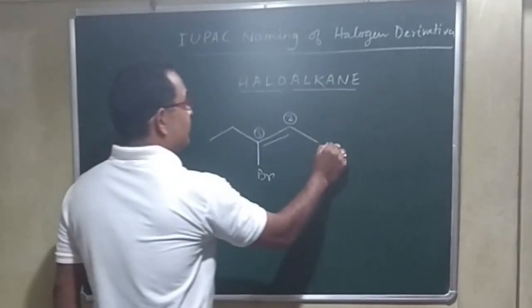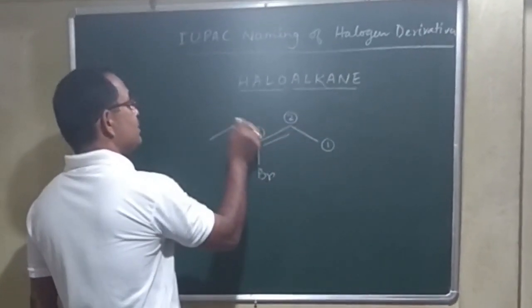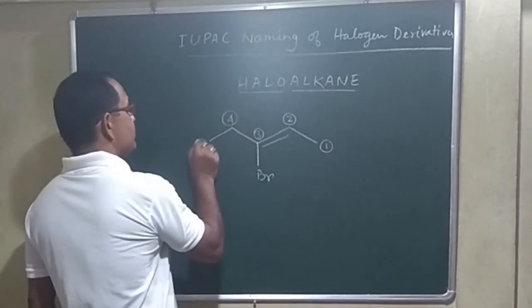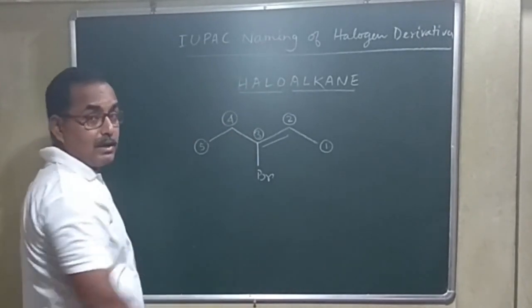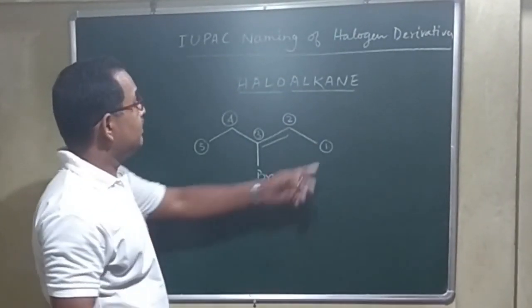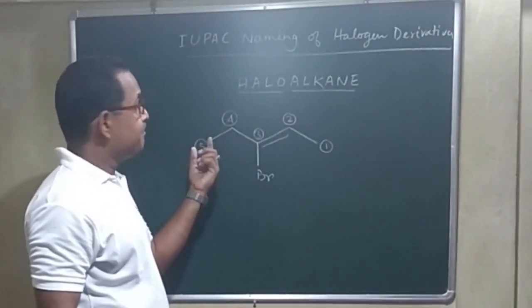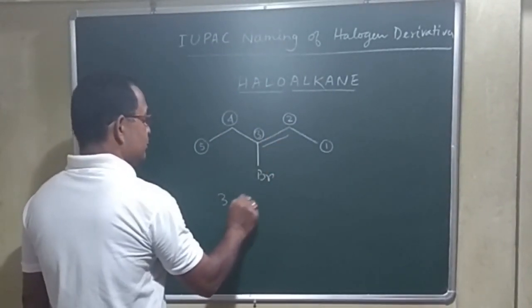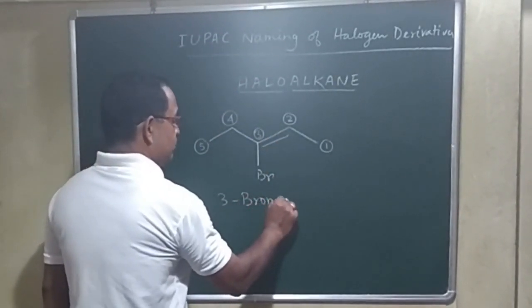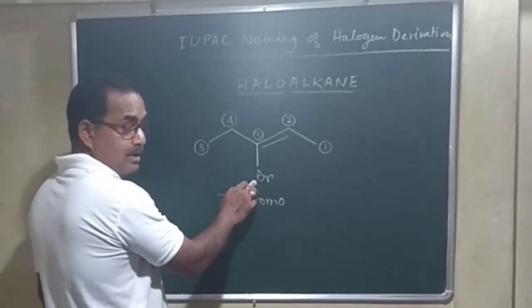So we have to number from this end: 1, 2, 3, 4, 5. We cannot number from the other end, from left to right. We have to number from right to left. So what is this? This is 3-bromo, because bromine is at position 3.